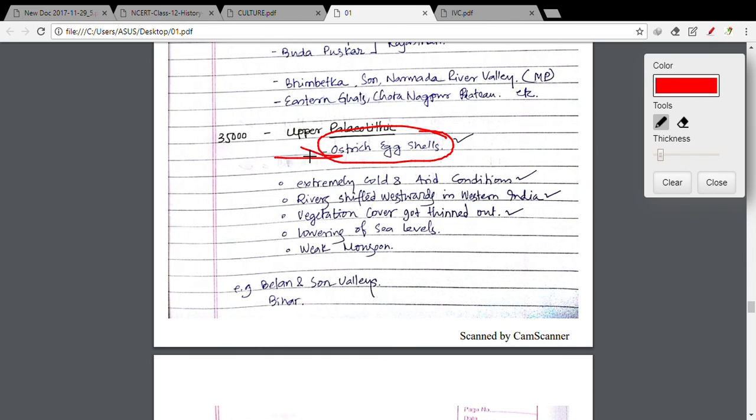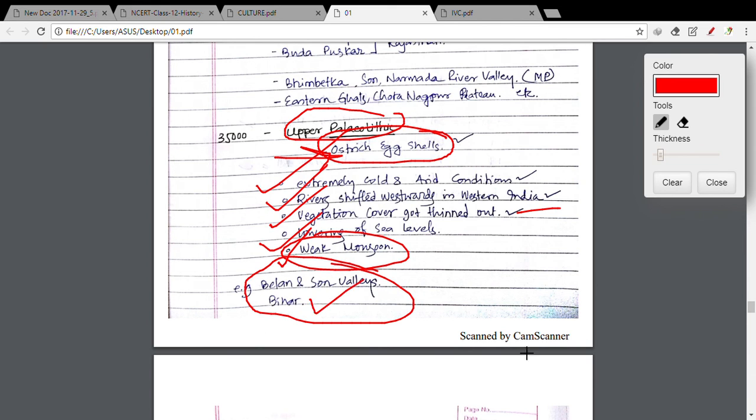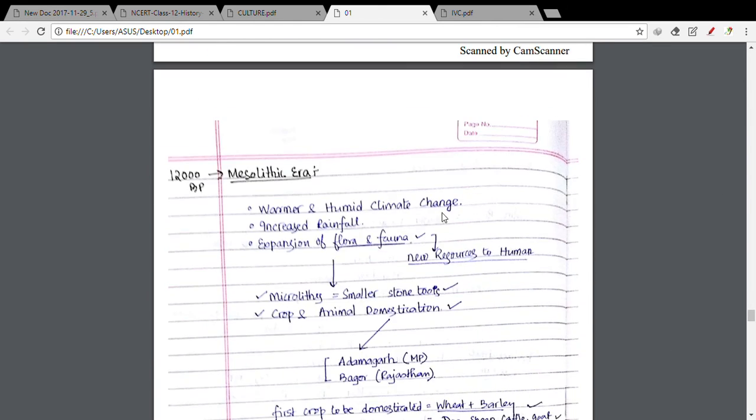It is connected with the continental drift theory, and in the Upper Paleolithic, extremely cold and arid conditions where the river shifted westward in western India. Vegetation cover got thinned out and there were grasslands only. Lowering of the sea levels and weak monsoon. Now, what are the different sites? Belan and Son valleys and the Chota Nagpur Plateau, part of Bihar.